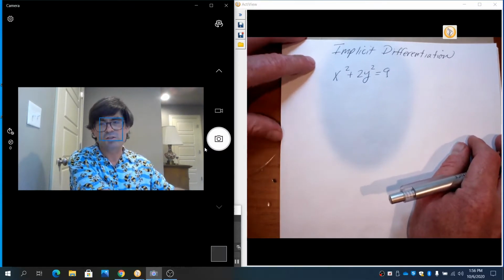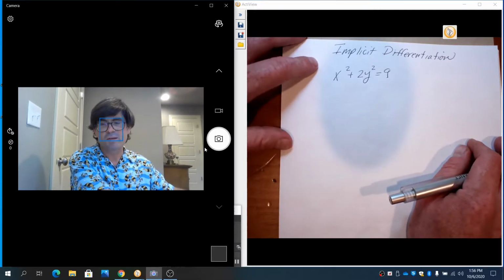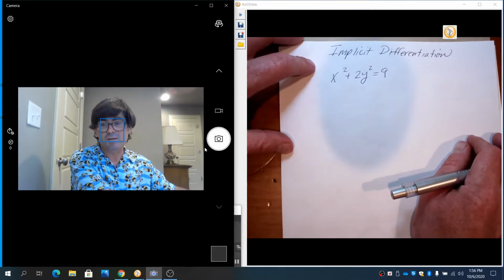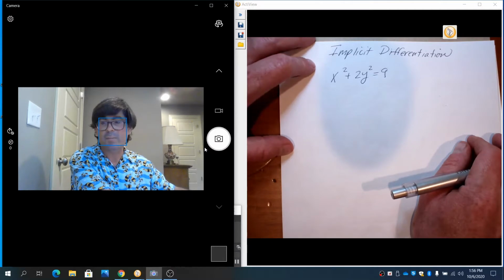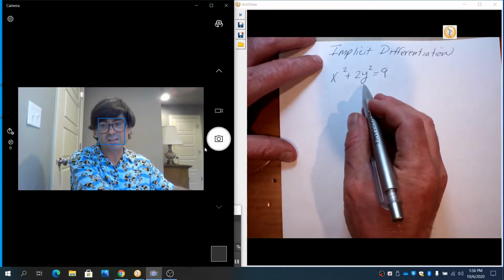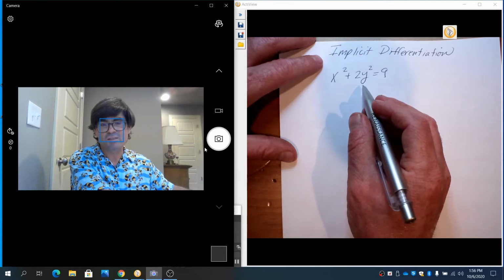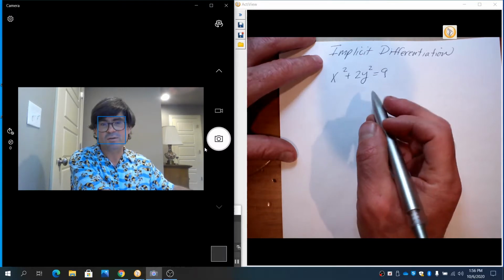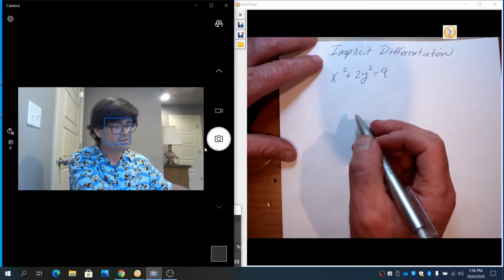Now, I'm going to do this a couple ways. I want to do it with implicit differentiation, and then I'm going to do it using the standard type of differentiation and just compare the two. In this example, you really don't need to use implicit differentiation because you could solve for y fairly easily. However, I think you'll see that using the implicit derivative actually is easier in this particular case.